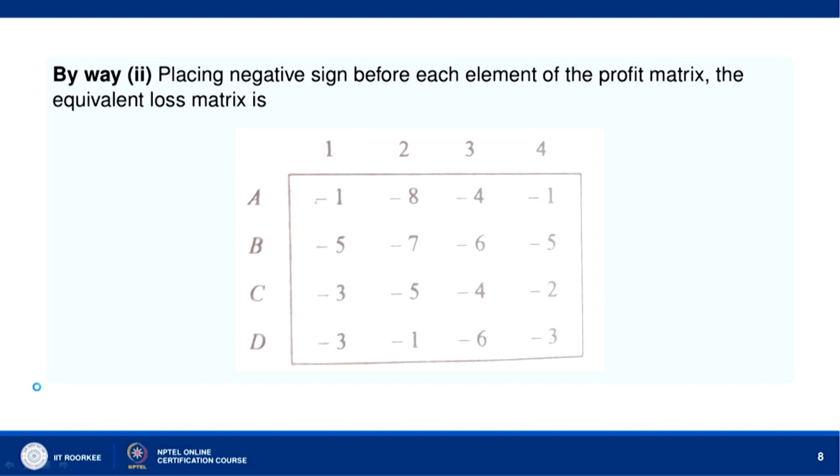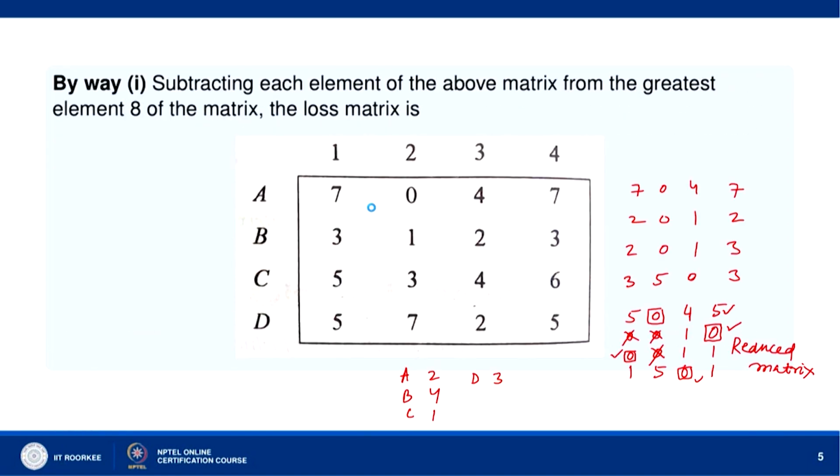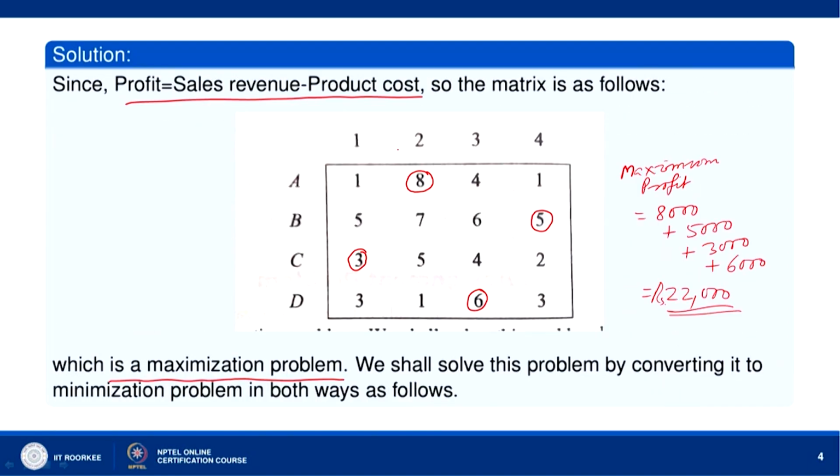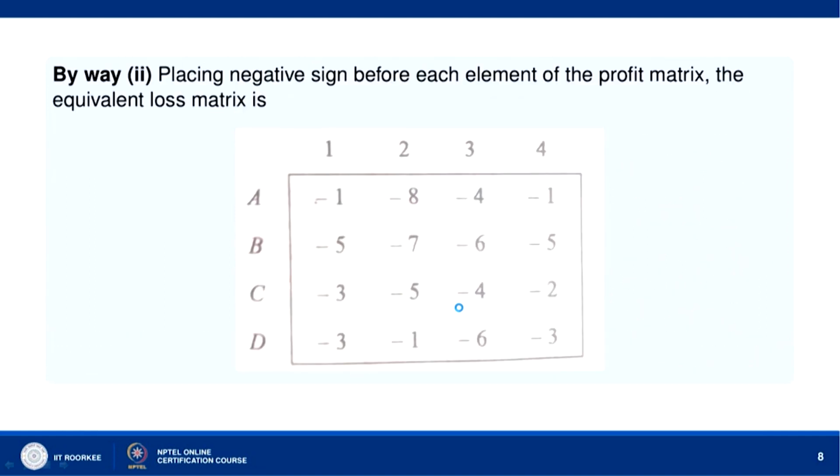In the second method, what we do is we put the negative sign before each element of the profit matrix. So, this is our profit matrix. We put a negative sign with each element of the profit matrix, then it will be -1, -8, -4, -1, -5, -7, -6, -5, -3, -5, -4, -2, -3, -1, -6, -3. So, the equivalent loss matrix will be this one. After we put a negative sign with each element of the profit matrix, we arrive at this matrix.